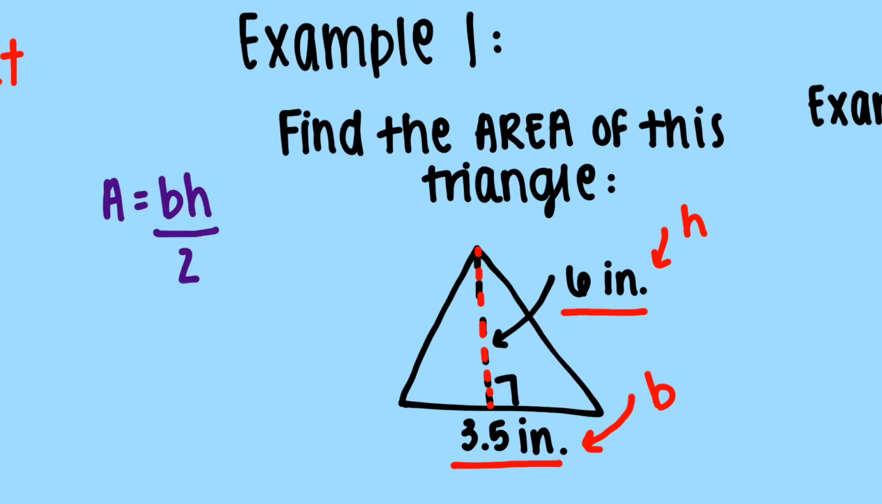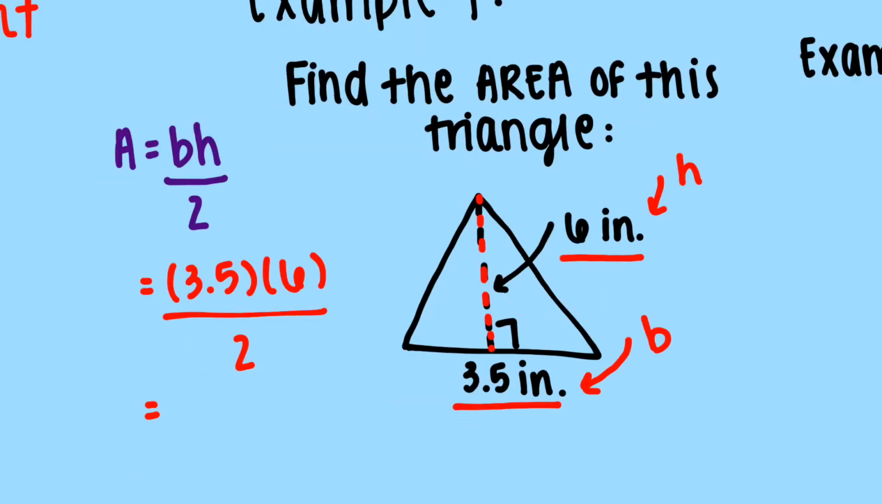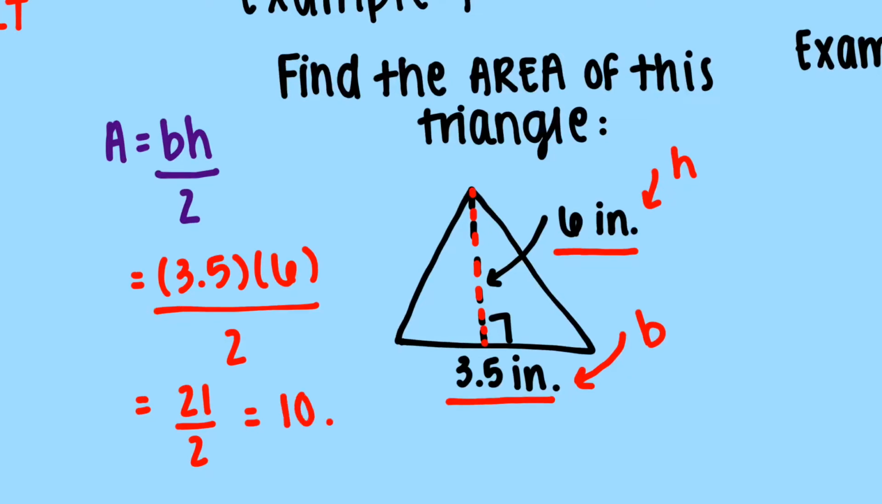So I have my formula of base times height divided by 2. So I'm going to plug it into my formula. My base is 3.5. So I'm going to take 3.5, I'm going to multiply by my height, which is 6, and then I'm going to divide that by 2 to find my area. So 3.5 times 6 does give me 21. My last step is to divide 21 by 2. And when I do that, I find out that my area is 10.5.